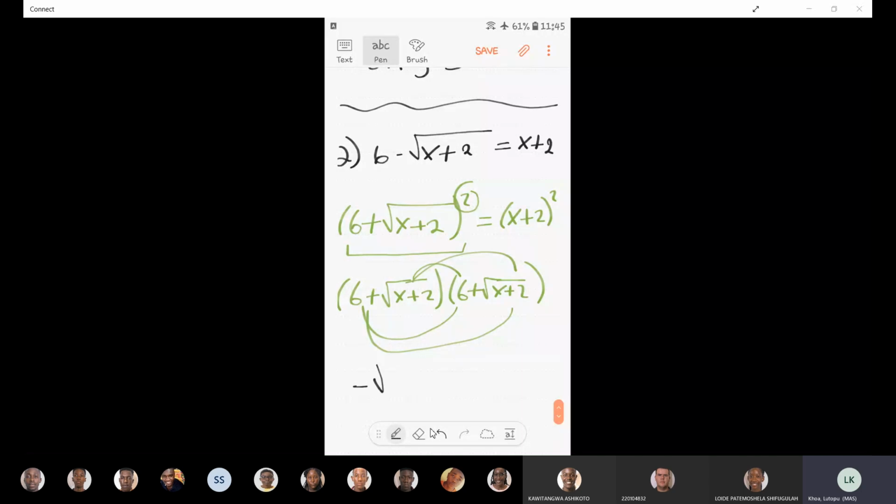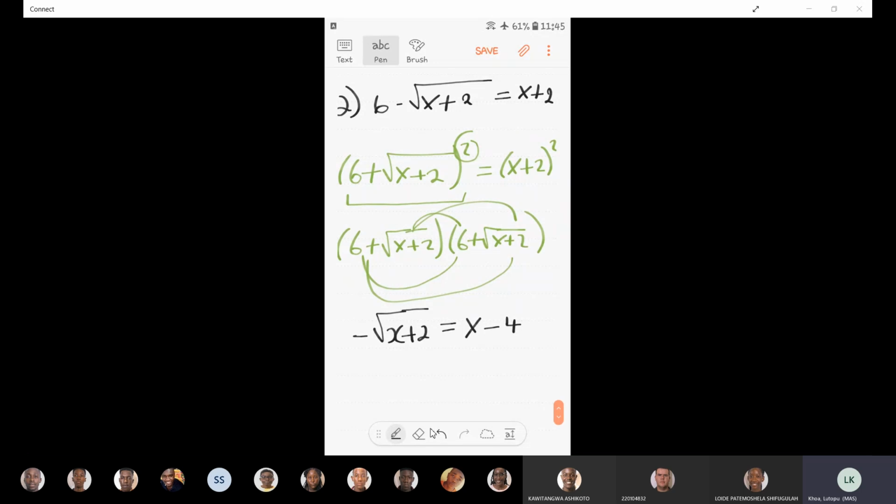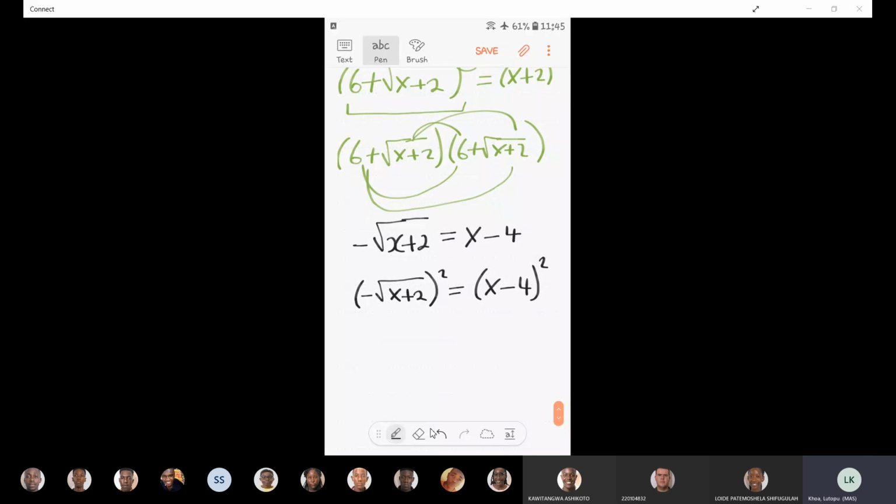So I have negative square root of x plus 2, and this is equal to x minus 4. So what I did is I subtracted 6 on both sides. Now that our square root is alone, its sign is negative, but the negative sign doesn't affect anything when we square both sides. Now I can square both sides. So I will have x plus 2 squared. This is equal to x minus 4 squared. Then we know that when we square anything negative, our answer is always positive.